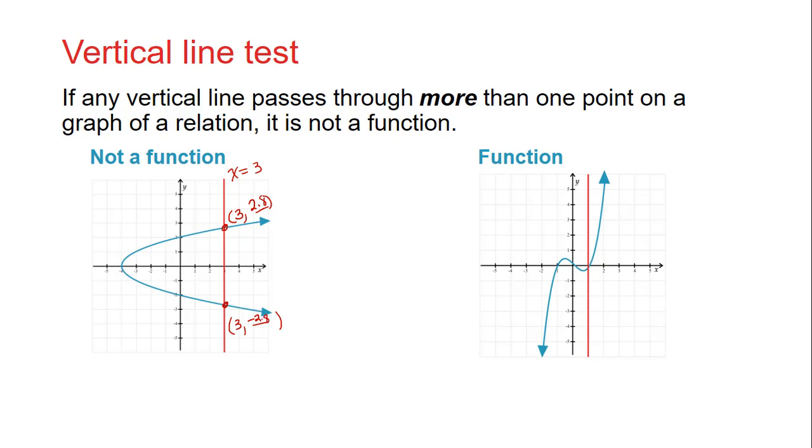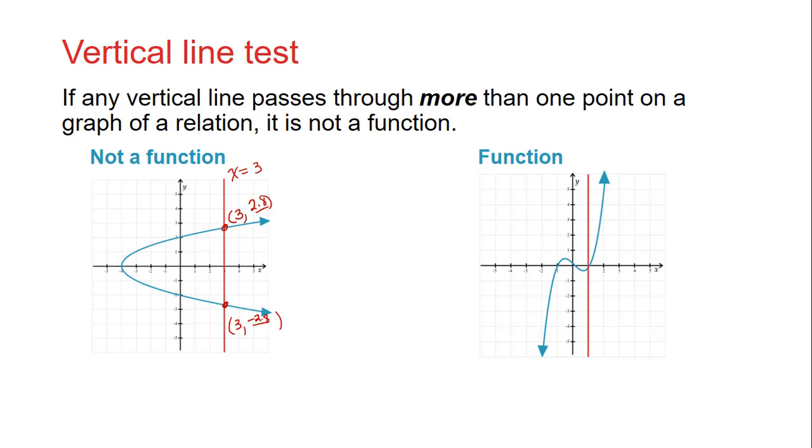But this vertical line going through 2 points shows me that there's an x value that has more than one output value, right? An input value with more than one output value, which contradicts the definition of a function. So this vertical line going through more than one point tells me that this graph of the relation is not a function.